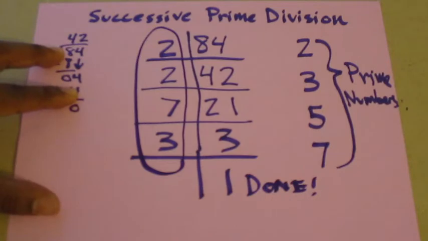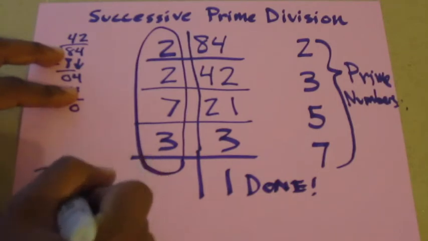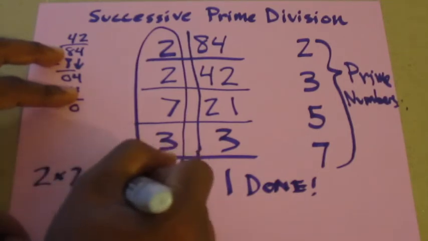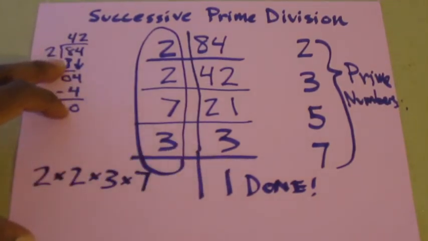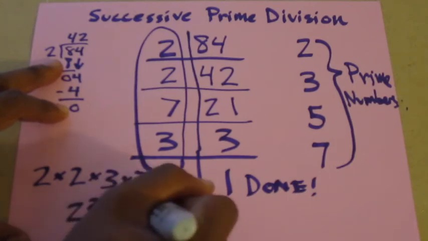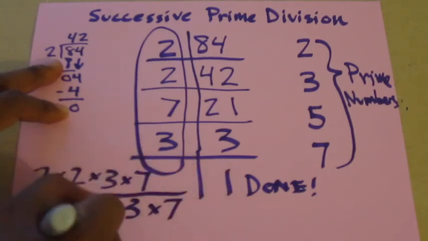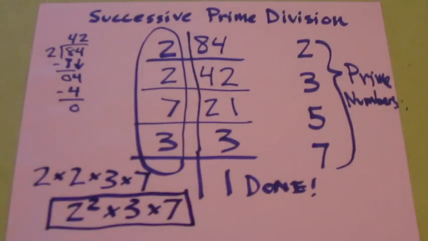And if you would like to show that as an expression, you would have 2 times 2 times 3 times 7. And if you'd like to take that to the next level, 2 squared times 3 times 7. And that is how you determine the prime factorization of 84 using successive prime division.